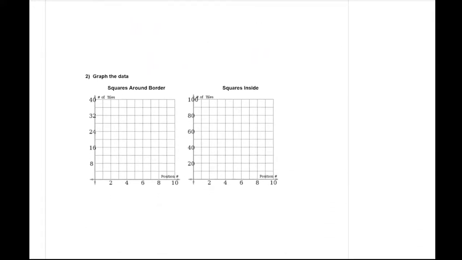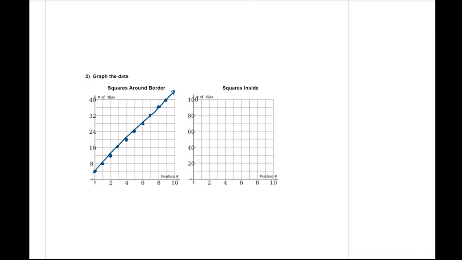Now that we have our table for that, we want to be able to graph it. So let's graph our two different tables. For the squares around the border, at position 1, we had 8. 2 was 12. 3 was 16, 20, 24. You see we're just going up by 4 every single time. If I want to work backwards, I could as well. So at position 0, I should have 4. And I see that I get a nice straight line.